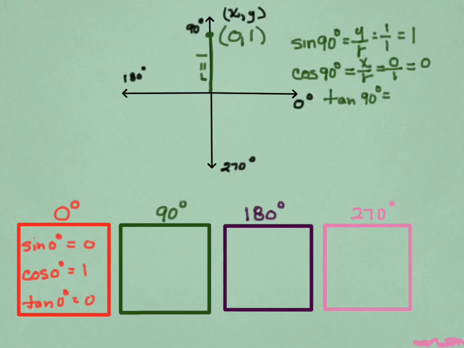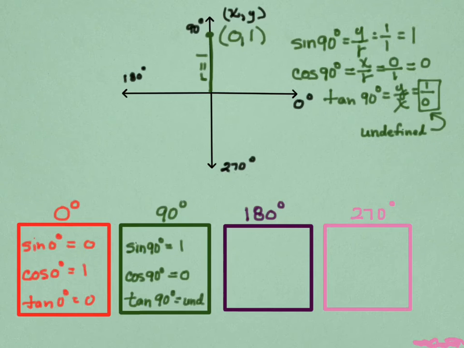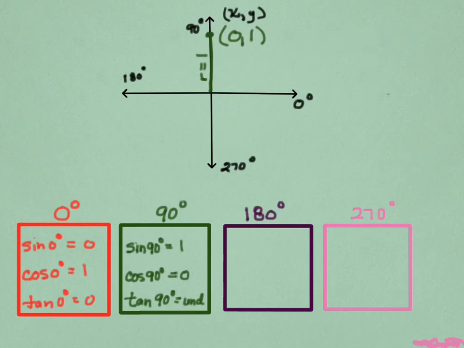The tangent of 90 degrees is y over x. y is 1, x is 0, so we have a little problem here. The tangent of 90 degrees is undefined. It's infinitely large. We can't even put a value on it, so we say that it's undefined. Okay, so let's put that into our box. Sine of 90, cosine of 90, tangent of 90. All right, let's erase this so we can go on to the next one.